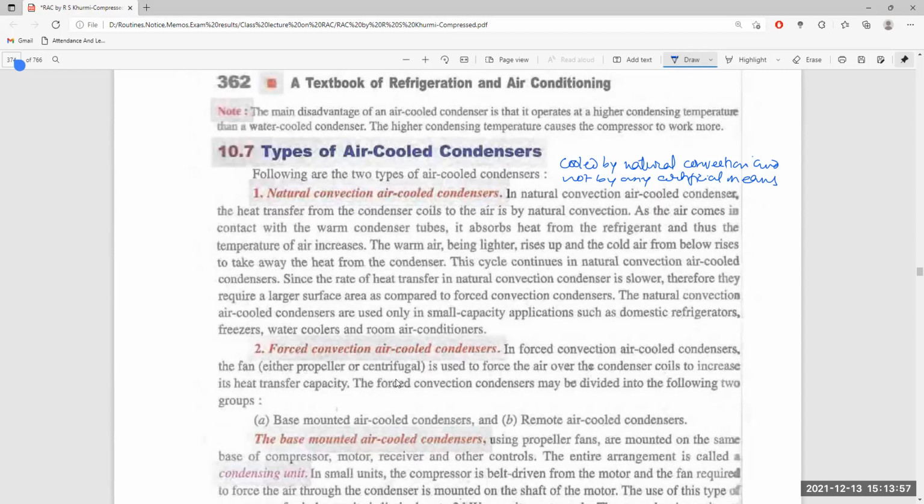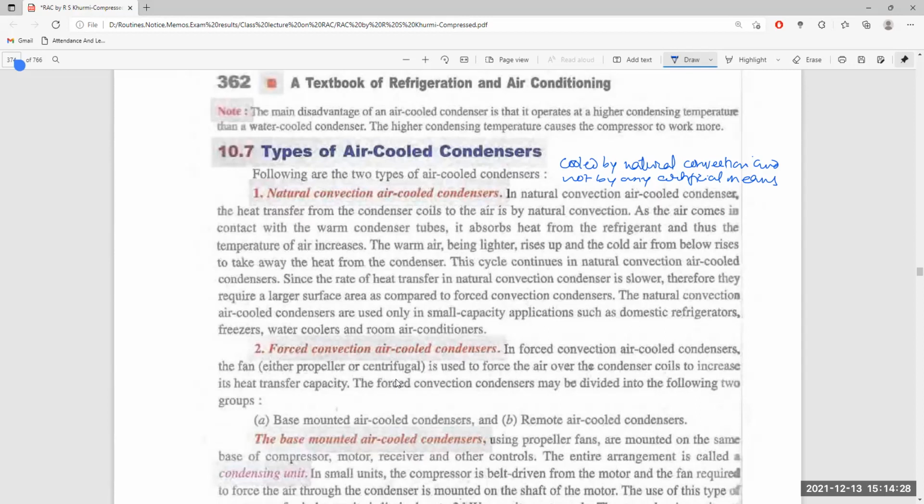Here the cooling is done by convection only. First of all, the air surrounding the tubes of the condenser absorbs heat from the tube. Next, as the warm air is lighter, it goes up and cool air takes its place, and it also starts absorbing more and more heat from the tubes of the condenser. So this cycle continues in natural convection air-cooled condensers.